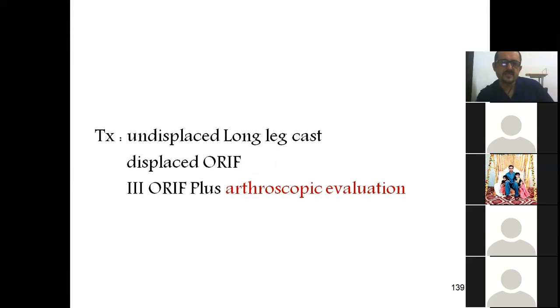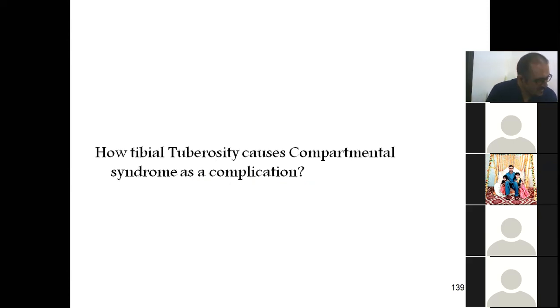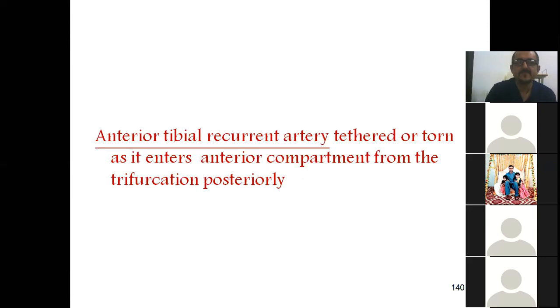Tibial tuberosity fractures can cause compartment syndrome. How does it cause compartment syndrome? So this is a testable question. The anterior tibial recurrent artery is tethered or torn as it enters the anterior compartment from the trifurcation posteriorly. See the diagrams and check where the anterior tibial recurrent artery is positioned. When it is tethered or torn, it can increase the compartmental pressure and cause anterior compartment syndrome.